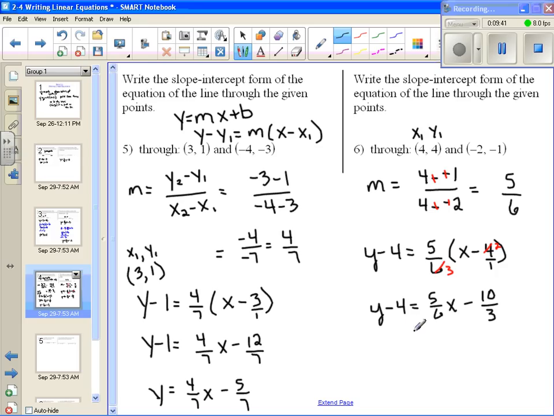And I want to add 4. You can use your calculator if you want to. I'm not going to, because I know that 4 is a whole number. If I want to put it into thirds, it's the same as 12/3. And if I add 12/3 to a -10/3, I end up with a +2/3. And there's my linear equation.